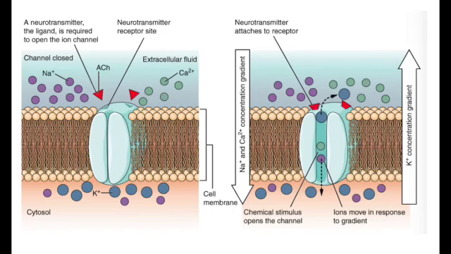Ligand-gated channels open when fitting ligands, also known as neurotransmitters, physically bind the extracellular region of a protein channel. You can see that when the red triangle neurotransmitters fit into the channel, the calcium ions can open the channel and allow sodium and potassium ions to move across the membrane.